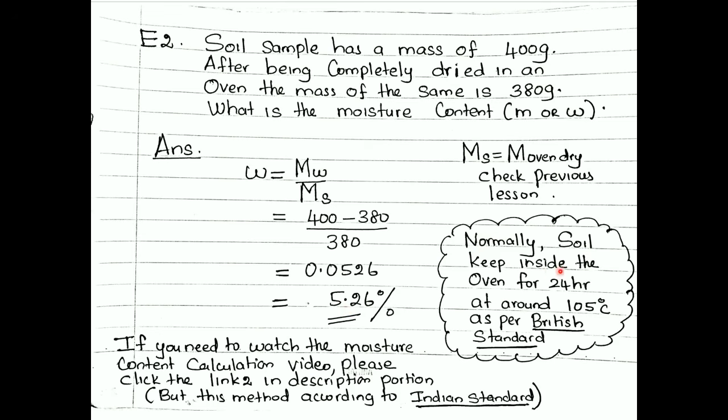Normally soil is kept inside the oven for 24 hours at around 105 degrees Celsius as per British standard. If you need to watch the moisture content calculation video, please click link 2 in the description portion below. But this method is according to the Indian standard, where the temperature and duration vary a little bit. It doesn't matter.